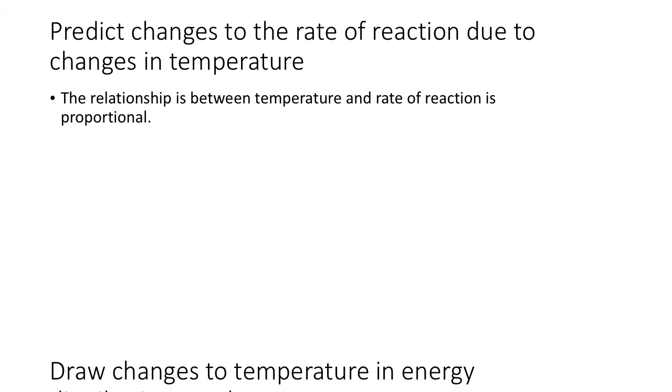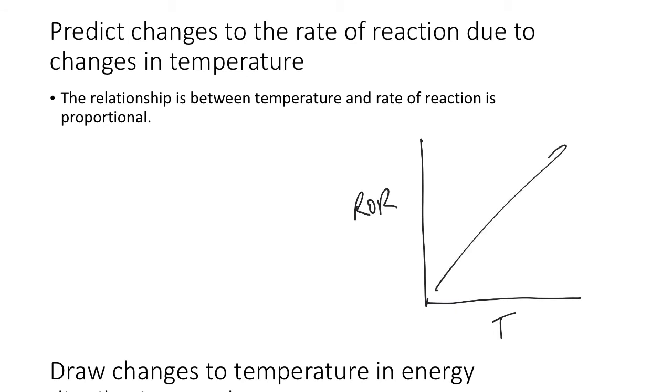Predict changes to the rate of reaction in terms of changes in temperature. Well, if this is the temperature and this is the rate of reaction, it's a proportional relationship. So what should you see? Something like this again. As the temperature goes up, the rate of reaction goes up. That makes sense.